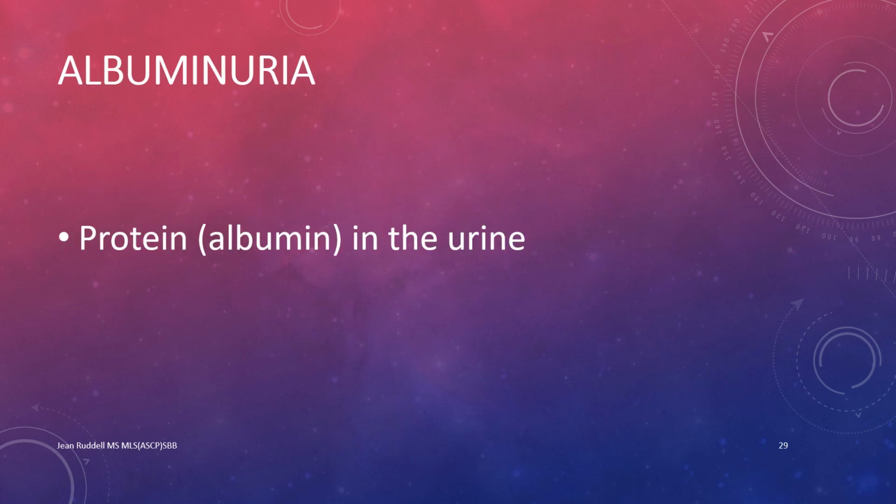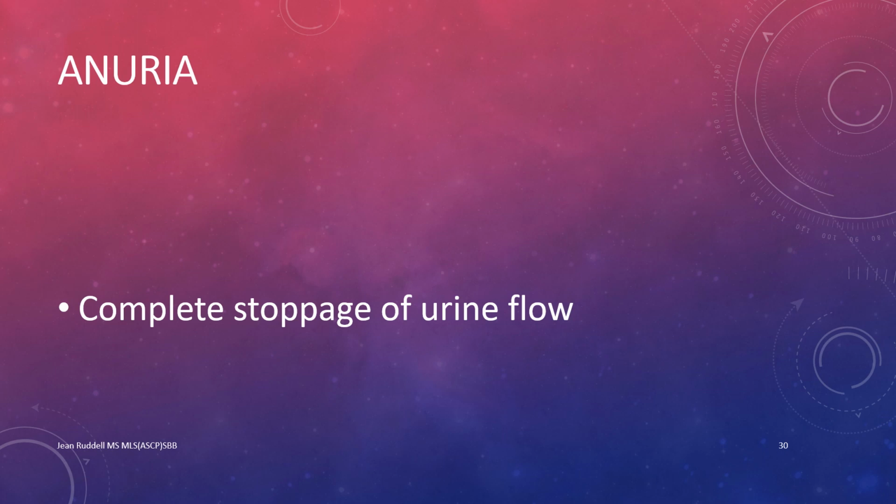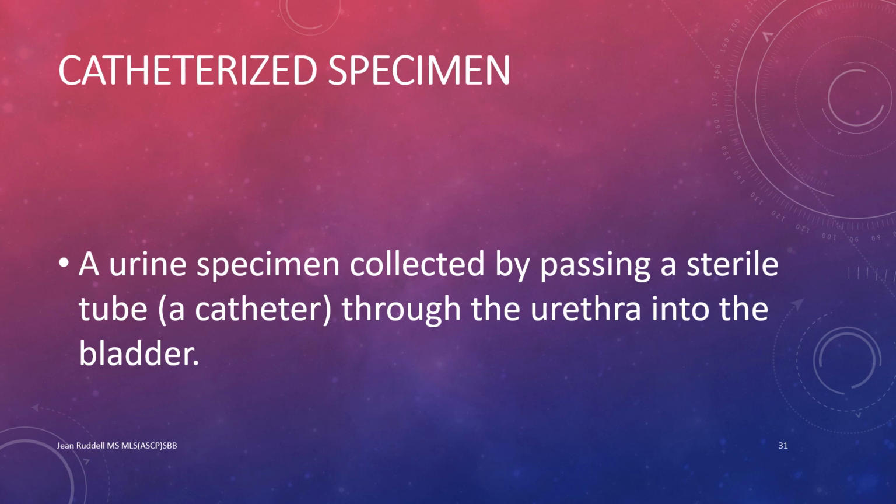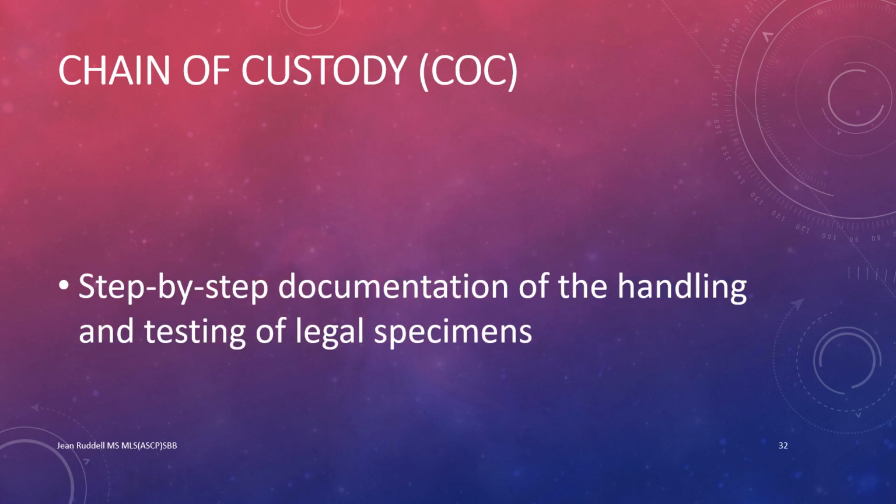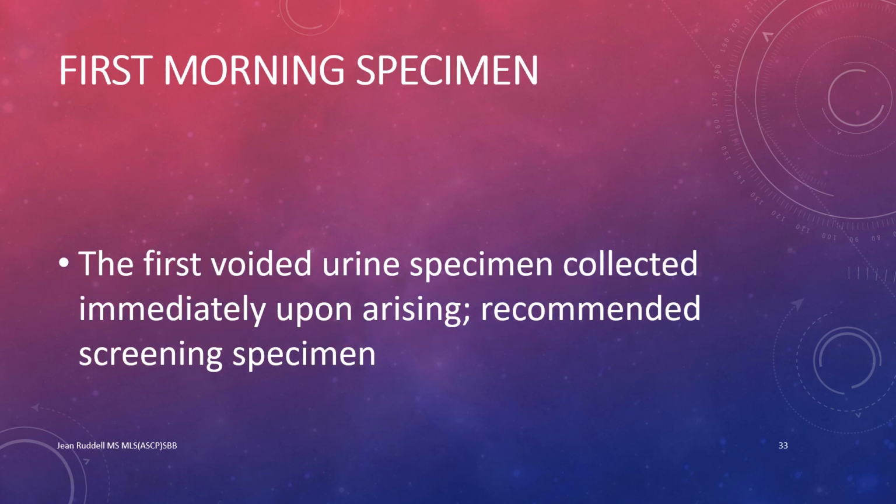Definitions and terms. Albuminuria. This is protein or albumin in the urine. Anuria. Complete stoppage of urine flow. Catheterized specimen. A urine specimen collected by passing a sterile tube, a catheter, through the urethra and into the bladder. Chain of custody, or COC, is a step-by-step documentation of the handling and testing of legal specimens. First morning specimen is the first voided urine specimen collected immediately upon arising from sleep. It's recommended for screening specimens.